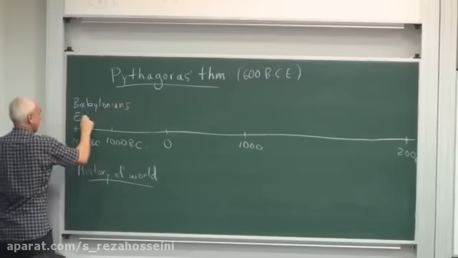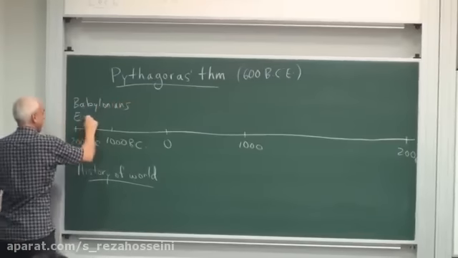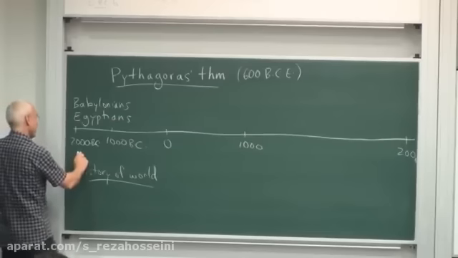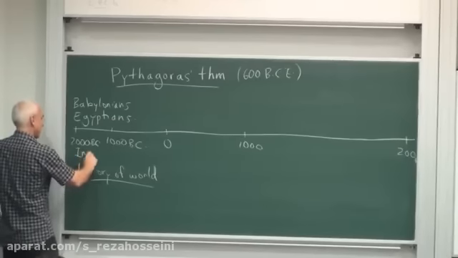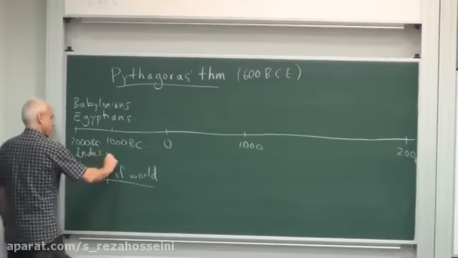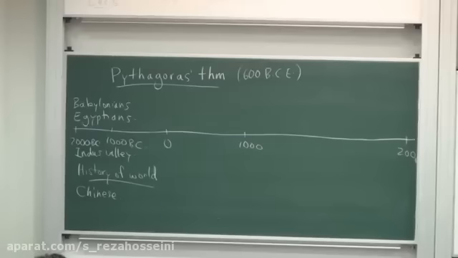And sort of roughly concurrent with them, the Egyptians. And in the east, we had Indus Valley Indians and Chinese early empires also. The Greeks don't really, so this is around 2000 BC. So let's just start with these.